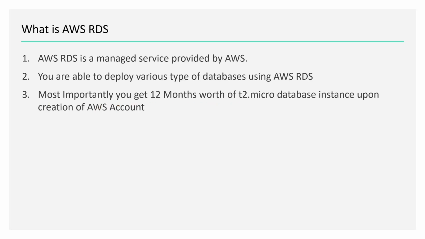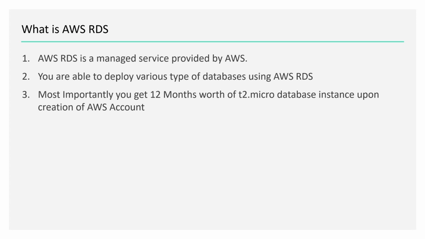So what is AWS RDS? AWS RDS is a managed service provided by AWS. You are able to deploy various types of different databases, which we'll go through today. Most importantly, you will get 12 months worth of a T2 micro database instance upon creation of the AWS account. So if, let's say, you created an AWS account 2 months ago and only started to use the service now, you still have the next 10 months of this RDS small instance to use.